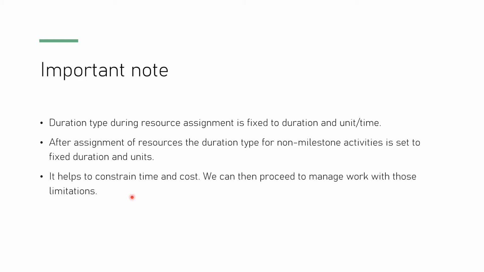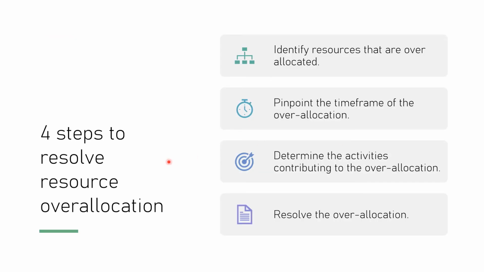It helps to constrain time and cost, and we can then proceed to manage work with those limitations. 4 steps to resolve resource allocation. First, identify resources that are over-allocated, pinpoint a time frame for the over-allocation, determine the activities contributing to the over-allocation, resolve the over-allocation.